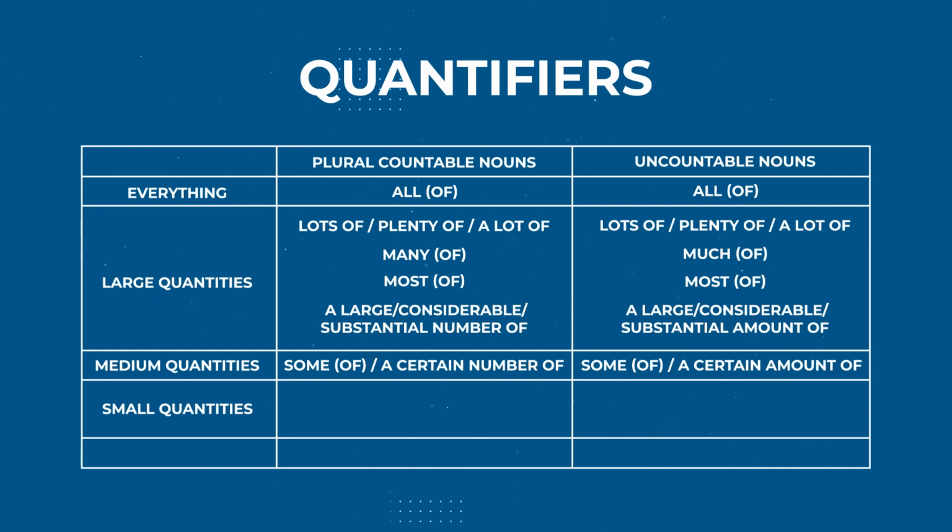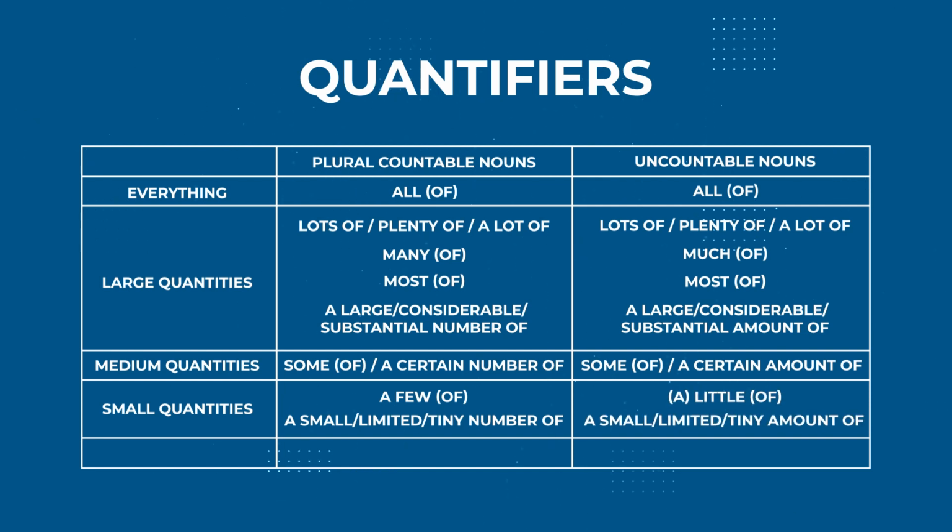Which are they? For countable nouns, we have a few or few. Similarly, for uncountable nouns, we have little or a little. Remember one thing: never use little or a little for countable nouns, and never use few or a few for uncountable nouns. What is the difference between few and a few?